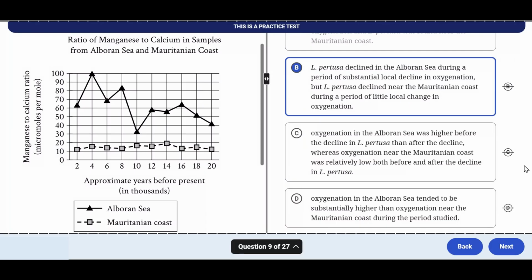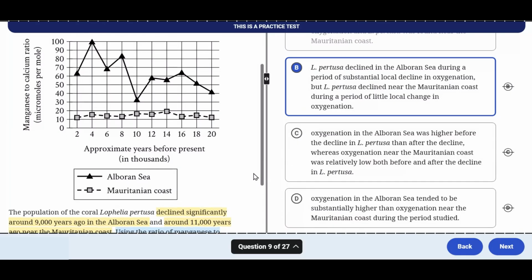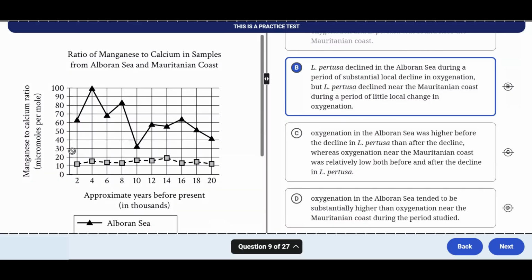Oxygenation in the Albertan Sea was higher before the decline in El Portusa than after the decline, whereas oxygenation near the Mauritian coast was relatively low both before and after the decline. Well, we can't really know how much oxygenation was there. This is a ratio, not a quantity, so we have a units issue going on here that doesn't make sense within the context of the problem.